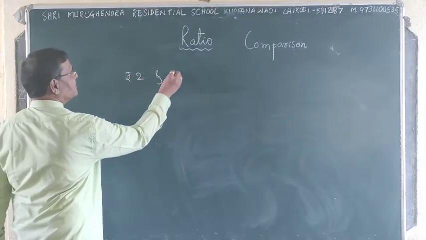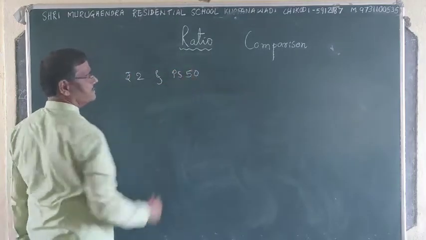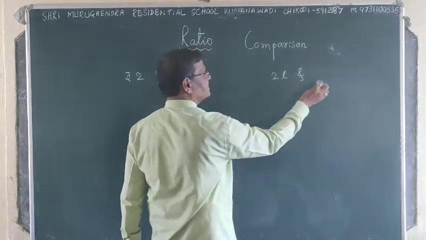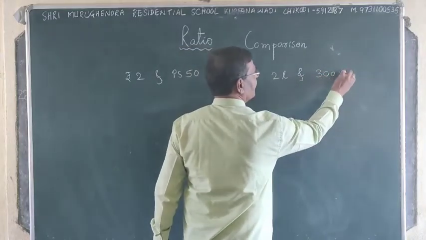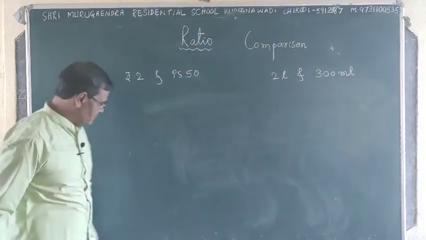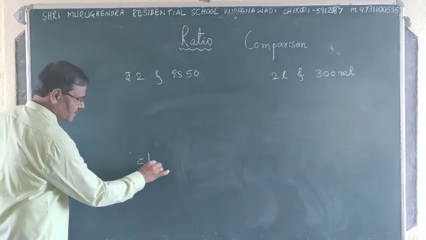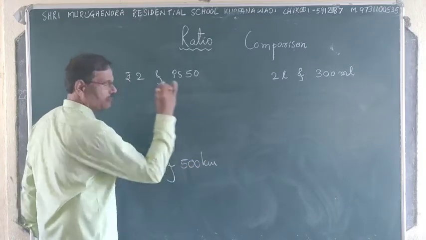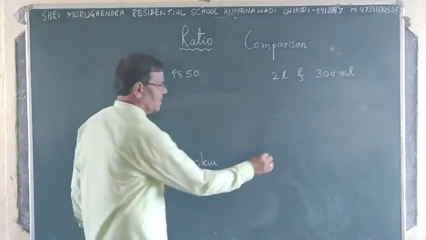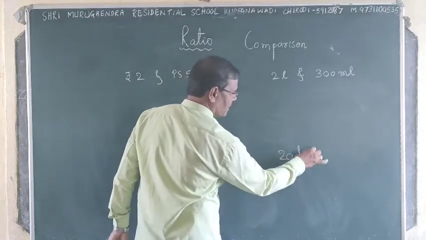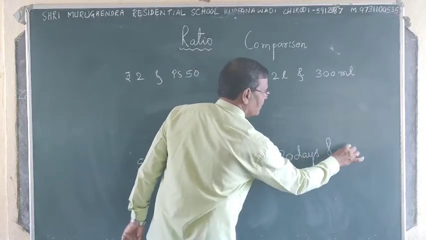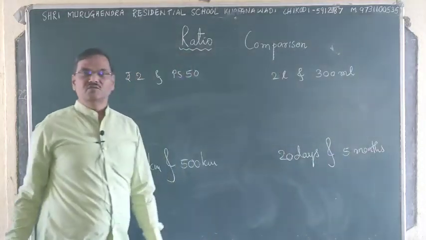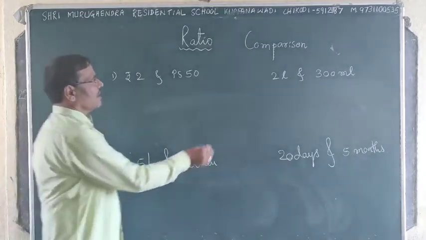Here I am giving some comparisons you have to compare. Rs 2 and 50 paisa. 2 liter and 300 ml. 5 kilometer and 500 kilometer. 20 days and 5 months. These 4 we have to compare, and we can conclude this chapter.